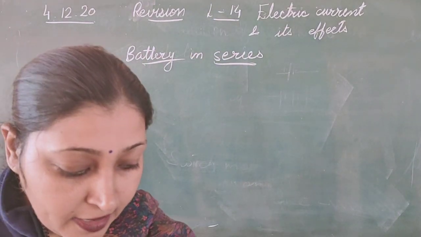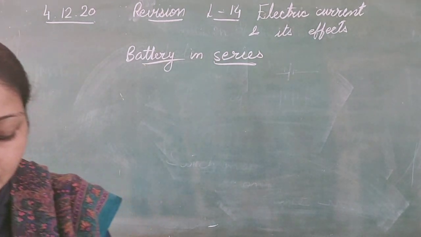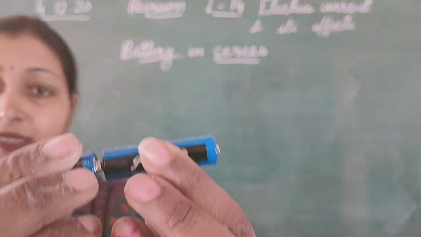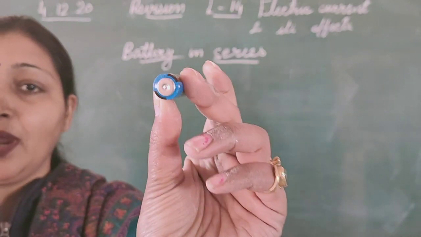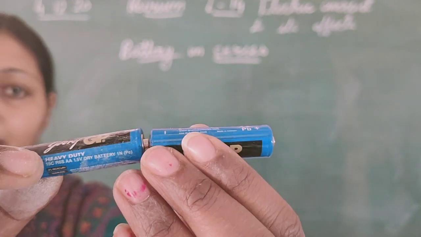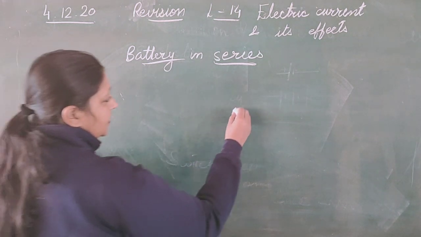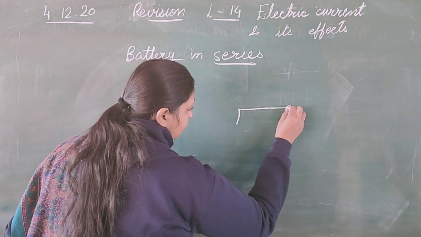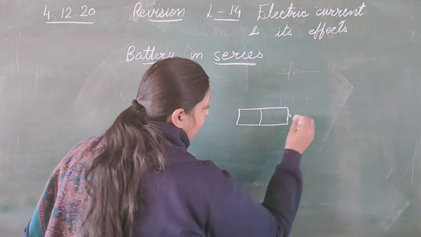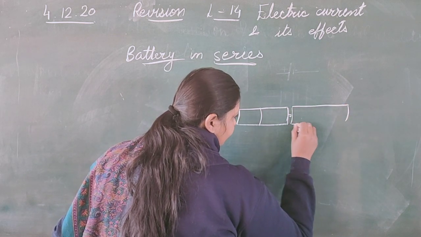How can we combine a battery in series? For this, children, you have to take two cells, like I have taken here. You simply have to take two cells and combine them back to back like this. Is it clear? You can see that the negative of one is attached to the positive of the other. Suppose this is a cell, and this is the positive of one. It is connected with the negative of another.